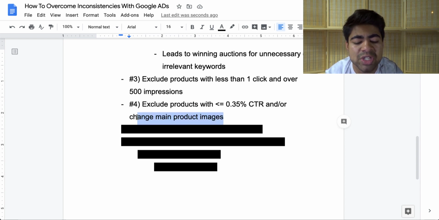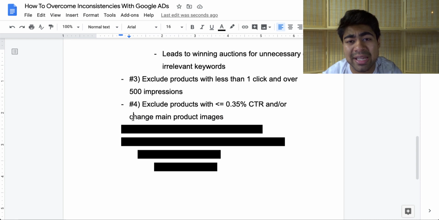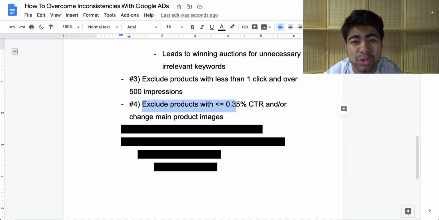That's when you can go in and change the main product images, because once you change the main product images, that's when your CTR will change, and that's when basically the inconsistency will kind of lower down or basically fully stop. So this is actually what I really recommend that you do as well for a lot of the products, especially if you run a general store, because every product has a good chance of becoming a winner if you did the right steps with choosing the right image.